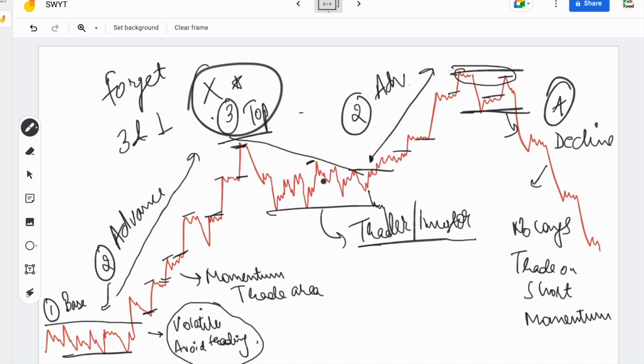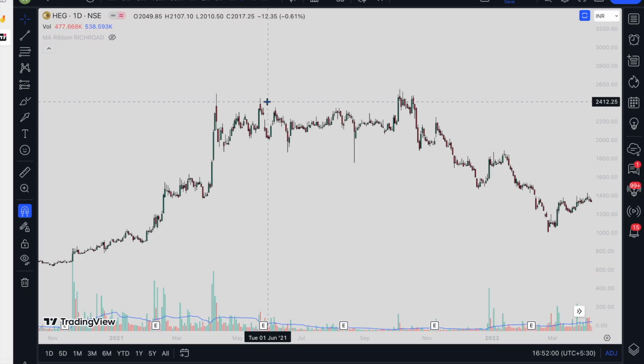Same goes for stage 3. The selling part is covered separately in the book, so I'll cover that in the series. But this is what you should do. Now let's go to the charts and see some real life examples. That is where the fun is.